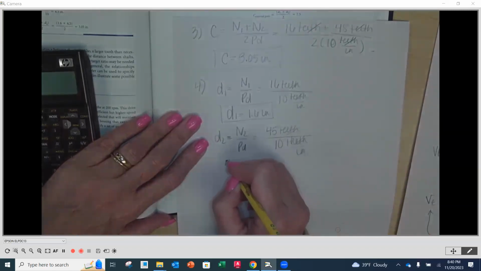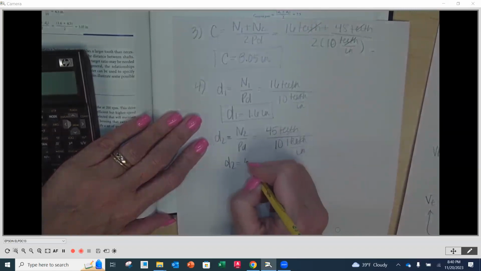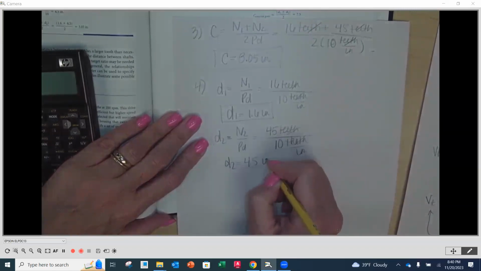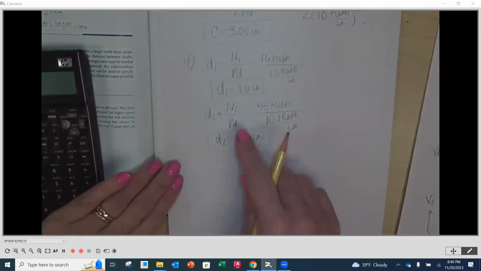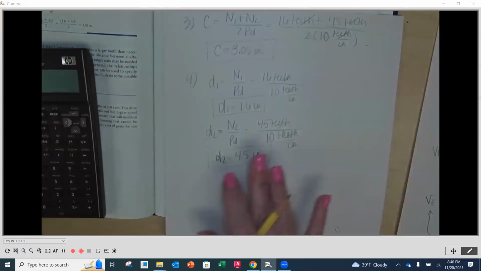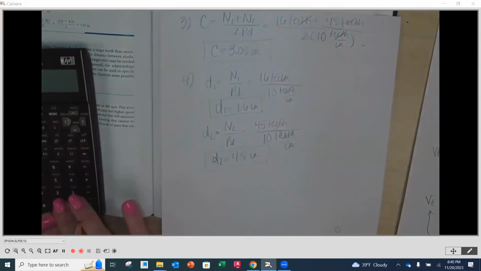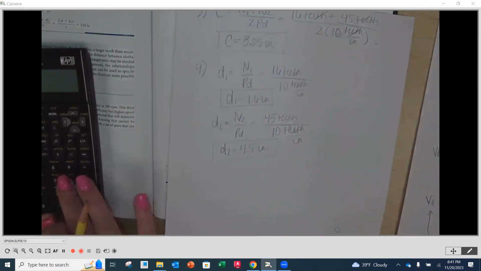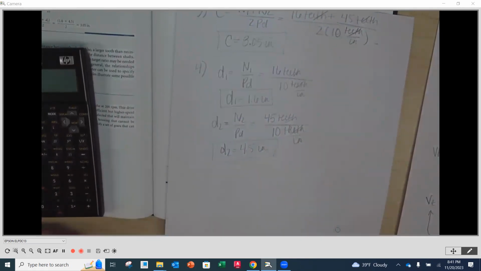So D2 is going to be 4.5 inches. And now one more check. If we add these two together and divide by 2, it should come out to be 3.05. Does it? Do you think? 1.6 plus 4.5 divided by 2. Sure enough. You don't have to do that check, but it's a nice one.